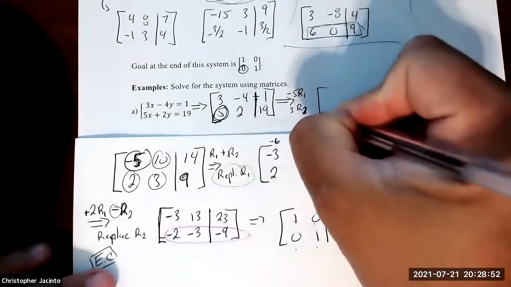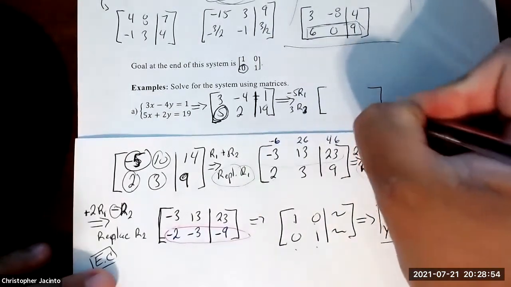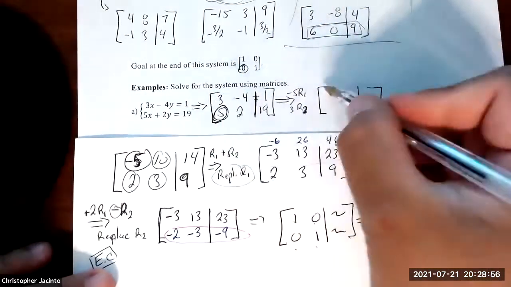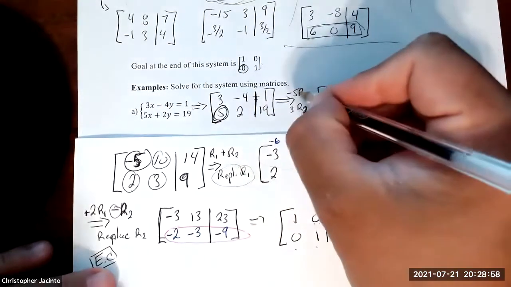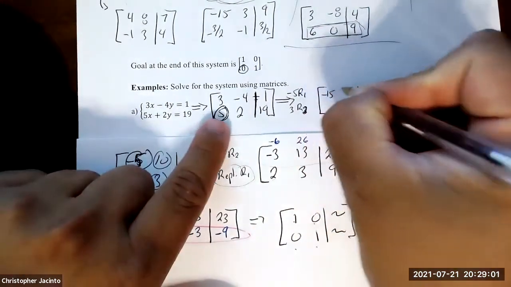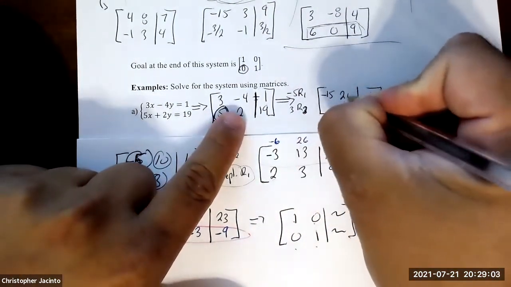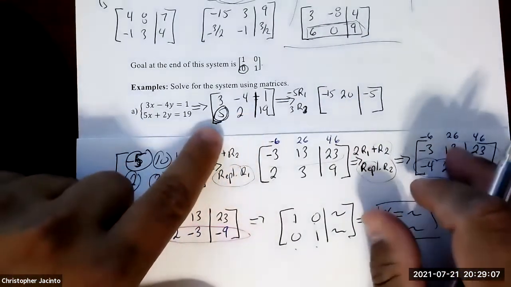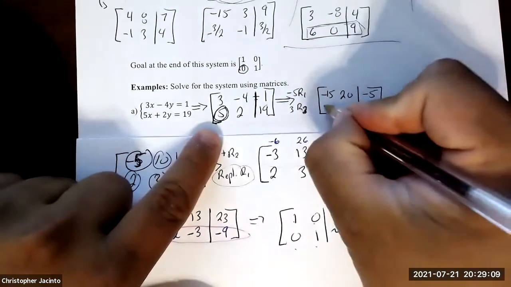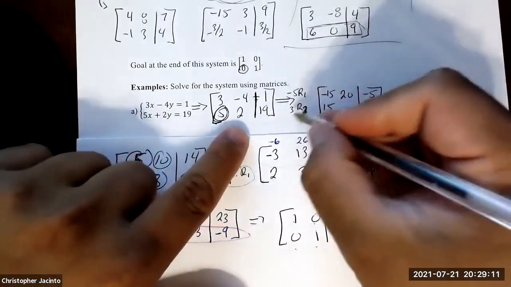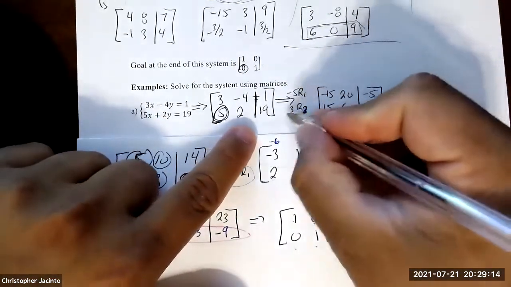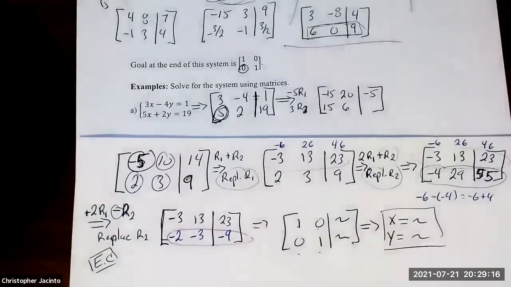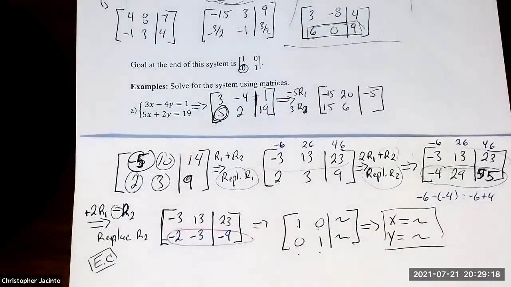So we're going to get this now. Multiply the first row by -5. So that's going to be -15, that's going to be +20, that's going to be -5. And on the bottom, multiply everything by 3. So that's going to be 15, that's going to give you 6, and that's going to give you, is it 57, I think it is? Let me check. Yeah, 57.